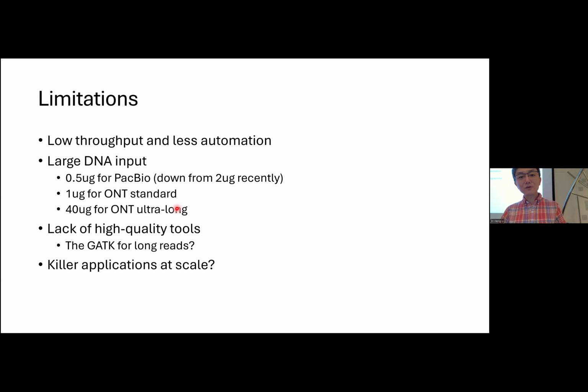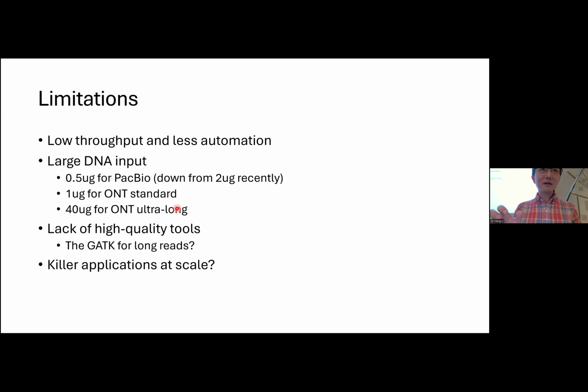And then also they lack high quality tools, and today we don't have the GATK for long reads. We are doing quite well on assembly, but on variant calling, as in the third part, we'll see it's actually not quite there yet. And also, there's no killer biological application at scale. So far we don't know yet. There is a lot of biology we can study with short reads. They have already solved a lot of problems. And so we do know that long reads can give additional information in complex regions and rearrangements.